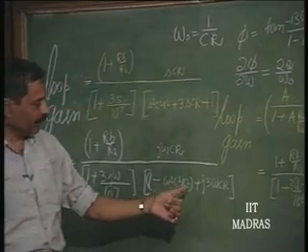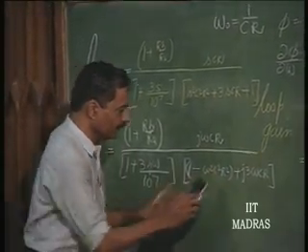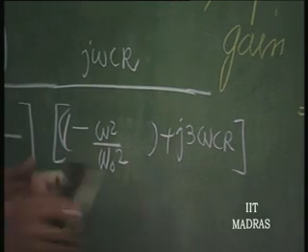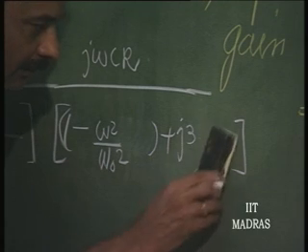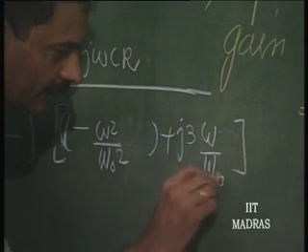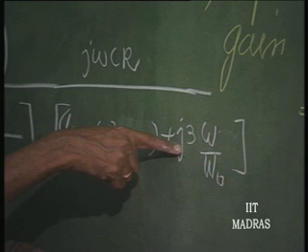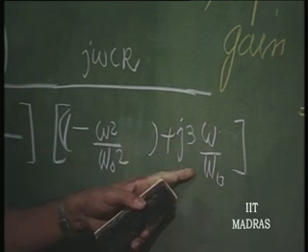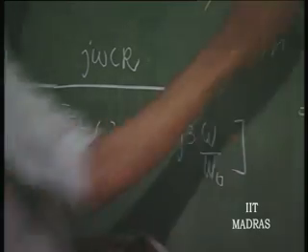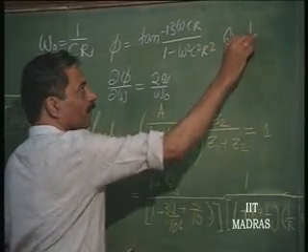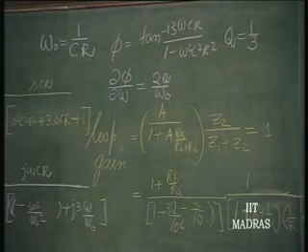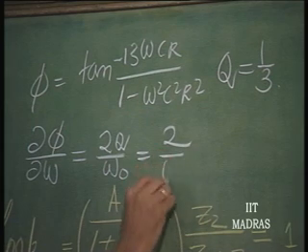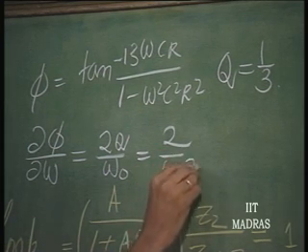You can notice that if I write this in the following fashion, omega squared by omega naught squared, this is already normalized. This is omega by omega naught. The coefficient of this is 1 over q. So q is going to be equal to 1 over 3. So q for this is 1 over 3, and therefore this is going to be 2 omega naught by 3.